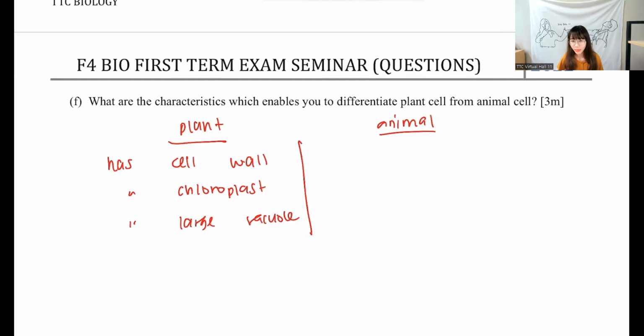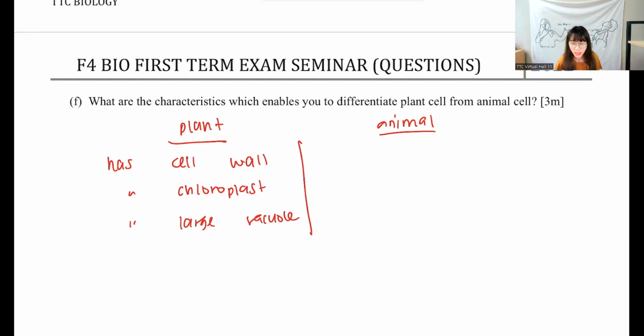Also, you can say animal cell has centrioles. Okay, done with this. Can I say no? Okay, you can say no. You can say no cell wall also can. Remember, no table form in exam unless it's an essay question. Structure question, no table form.